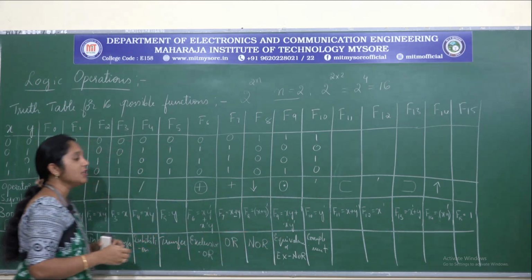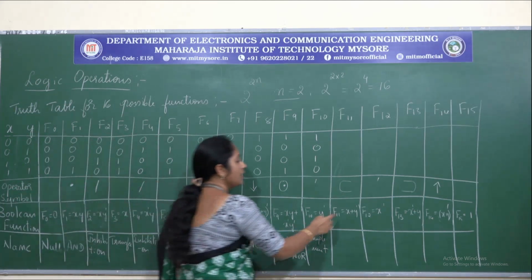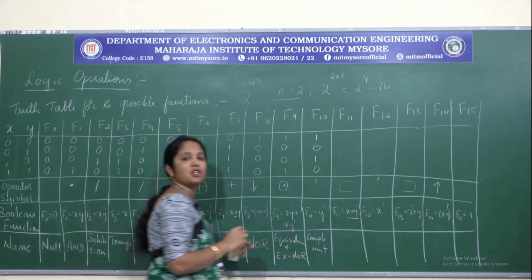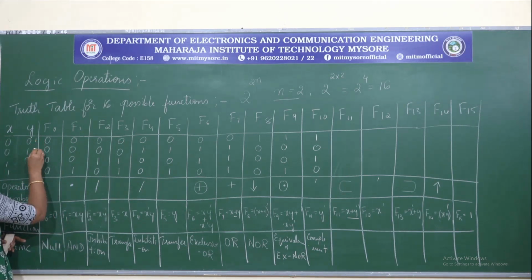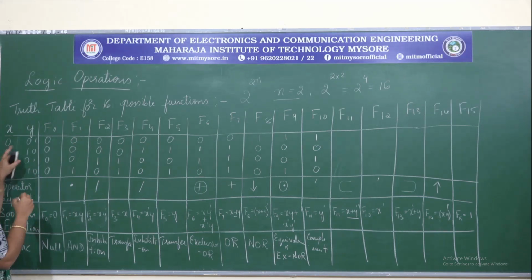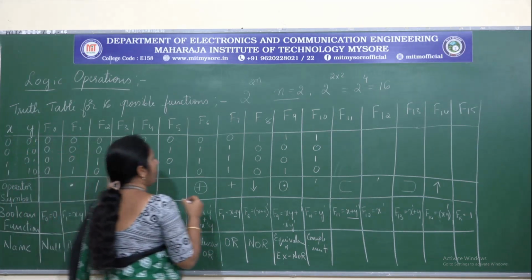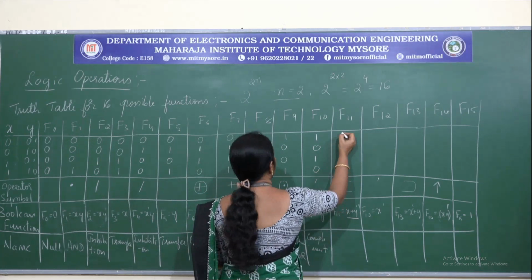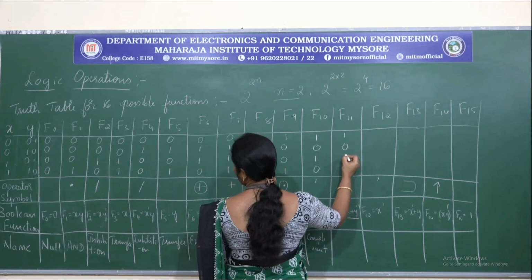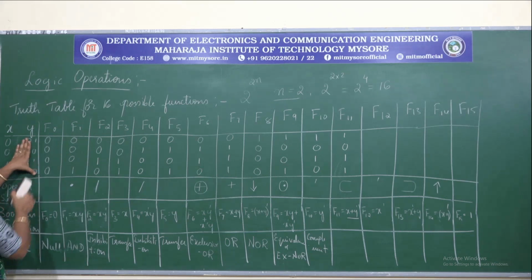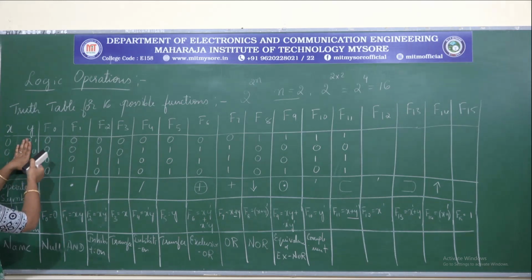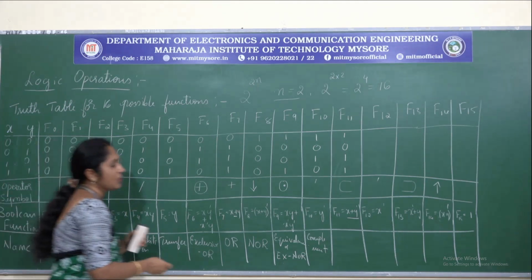Next, let us see the next function. Next function we have is F11. F11 here, see the expression we have, x or y dash. Let us write y dash, x or y dash. If I apply logical OR between x and y dash, I will get 1 0 1 1. Okay, see here. So logical OR between these two. 0 or 1 is 1, 0 or 0 is 0, 1 or 1 is 1, 1 or 0 is 1. Okay, yes. So that is called implication function.